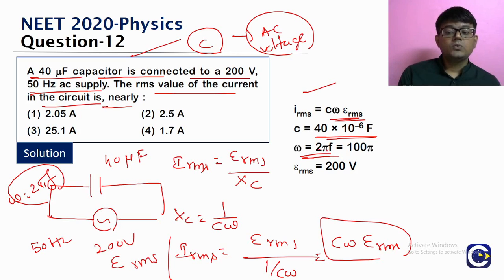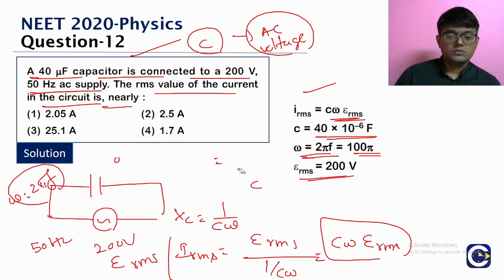So 2 into pi into 50, which is what? 100 pi. Okay. And what is the ERMS value? 200 volt. Now what is it that we are trying to find? We are trying to find the IRMS, right? So what is it? We'll just have to substitute the values.